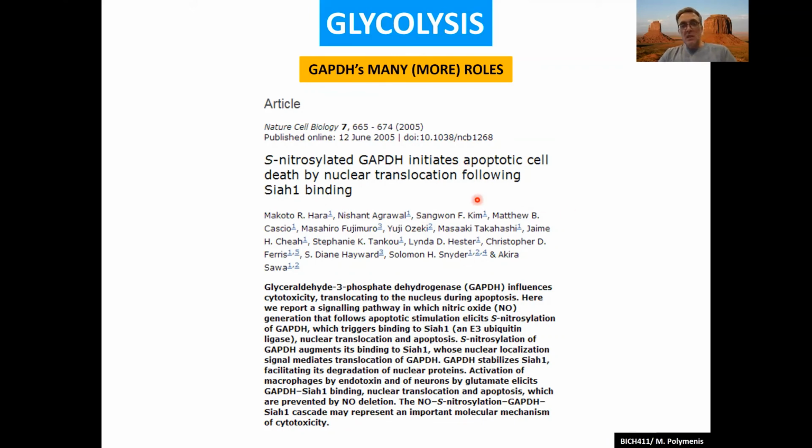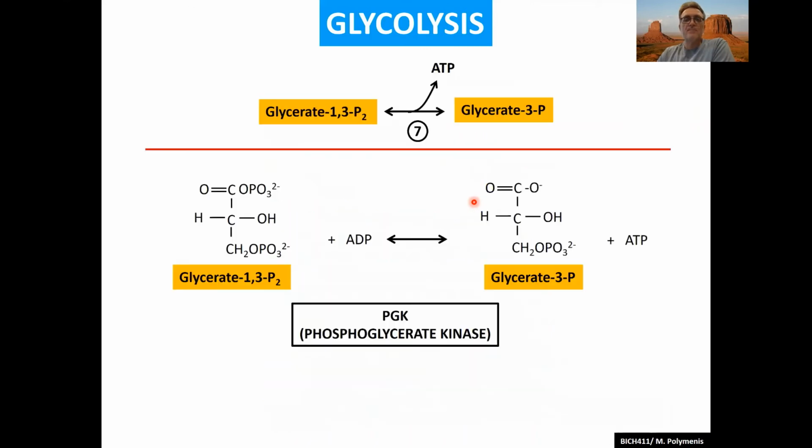It can initiate apoptosis, and it goes in the nucleus and does all these things, which are independent. Apoptosis is programmed cell death, and these moonlighting roles are independent of the catalytic activity that we just described of the enzyme. But it's typical of many abundant glycolytic enzymes that we have already seen. Almost every one of them has some moonlighting role. But back to glycolysis now.